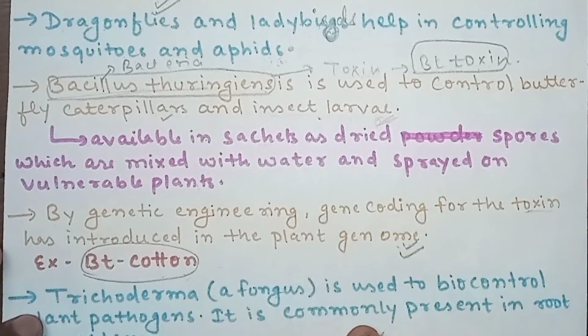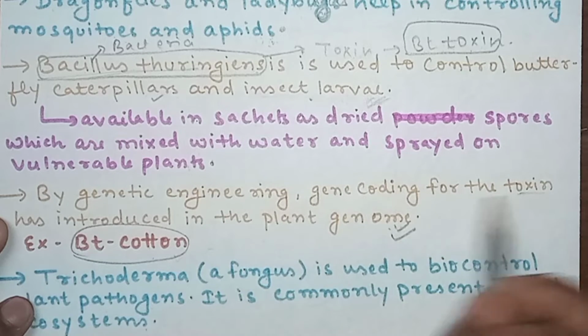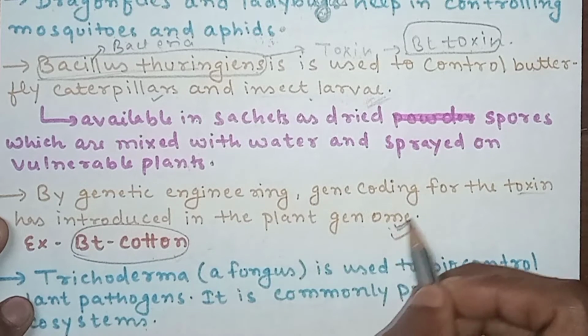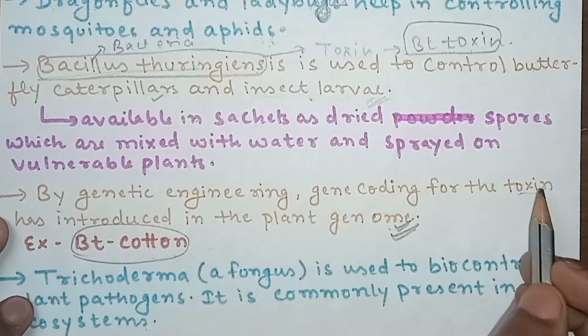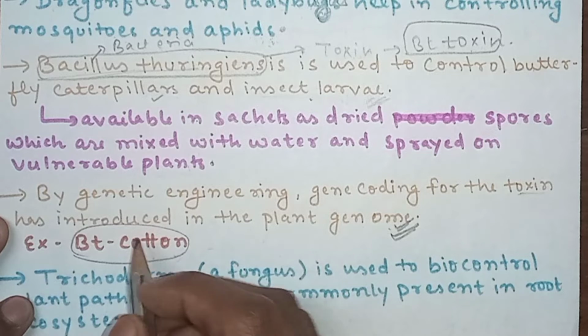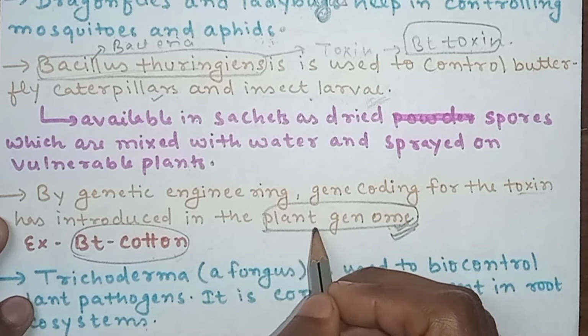plants. Now we can see an advancement: by genetic engineering, the gene coding for the toxin has been introduced in the plant genome. The gene that was responsible for Bt toxin in the bacteria has been obtained from it and introduced in the plant genome. This you will study in the chapter Biotechnology.